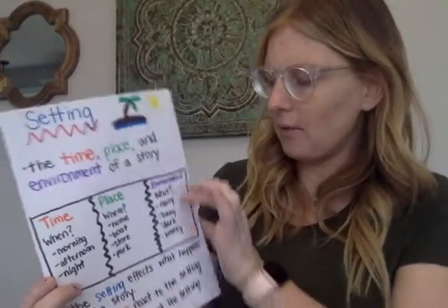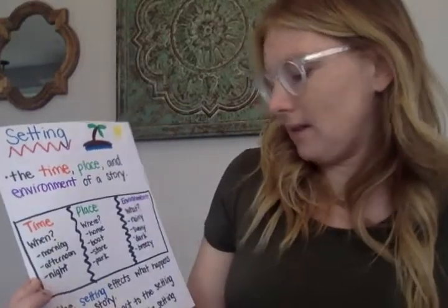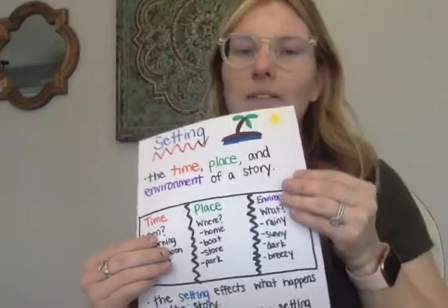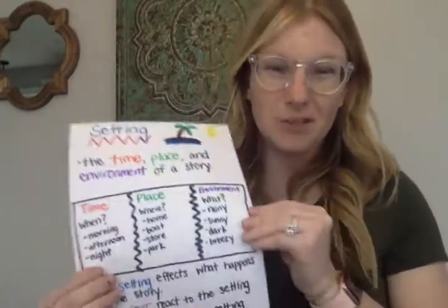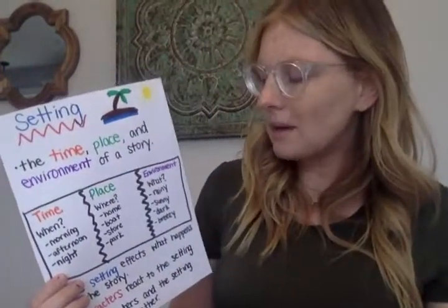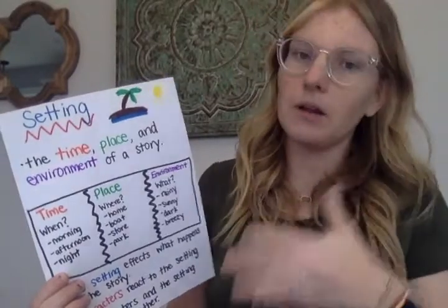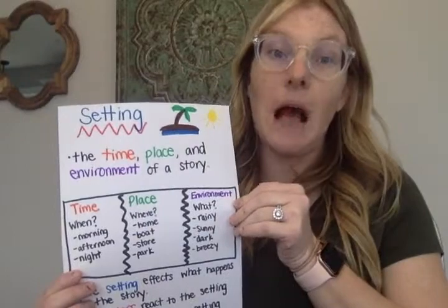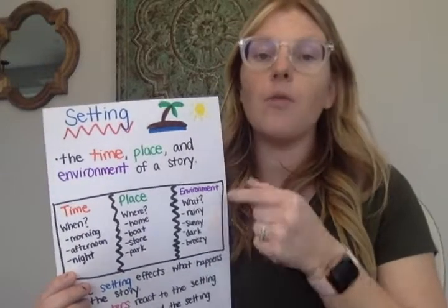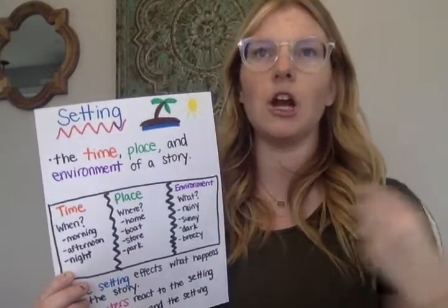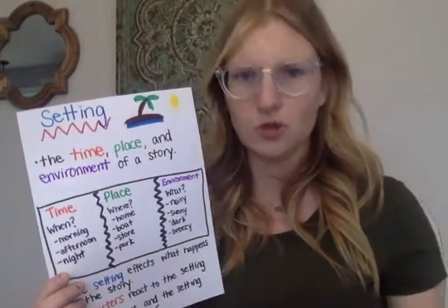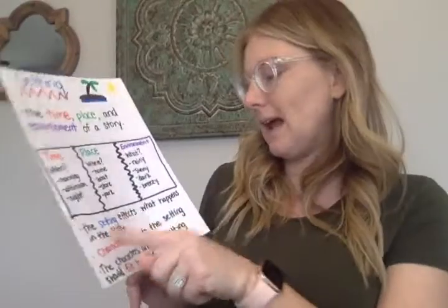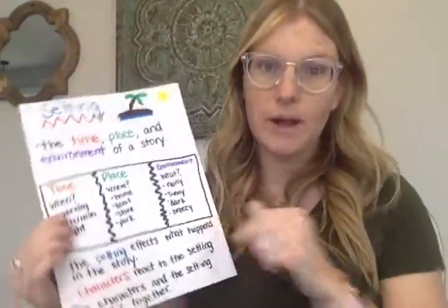And then the environment. So this is like what? Is it rainy? Is it sunny? Is it dark? Is it breezy? This one is kind of an add-on to make it a little more difficult for 4th graders. Not every story is going to come right out and tell you the environment, but this kind of plays into the conflict of a story, okay, of what's going on in the surrounding areas that is creating this story or this issue. So the setting affects what happens in the story.